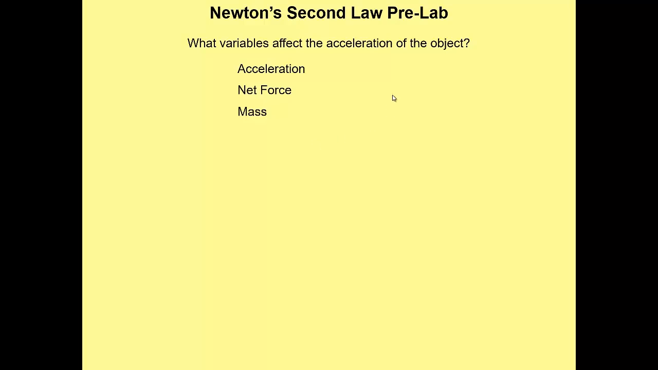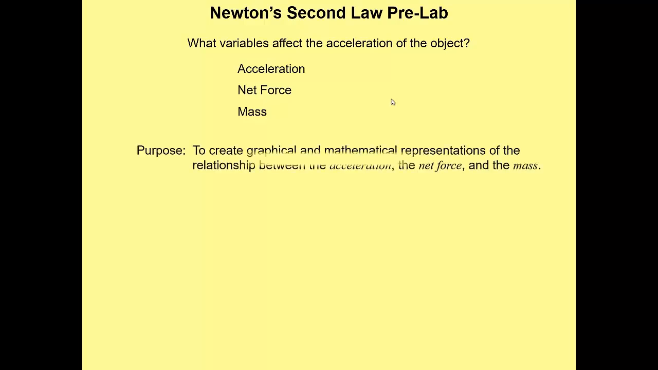So that means if we're going to have 2 independent variables, we're going to have to do 2 labs because we can only change 1 variable at a time. And then in the post lab, we'll shove them together into 1 relationship and 1 math model, as we did with the area of the triangle to find 1/2 base times height. So the purpose of today's lab is to create graphical and mathematical representations of the relationship between the acceleration, the net force, and the mass.